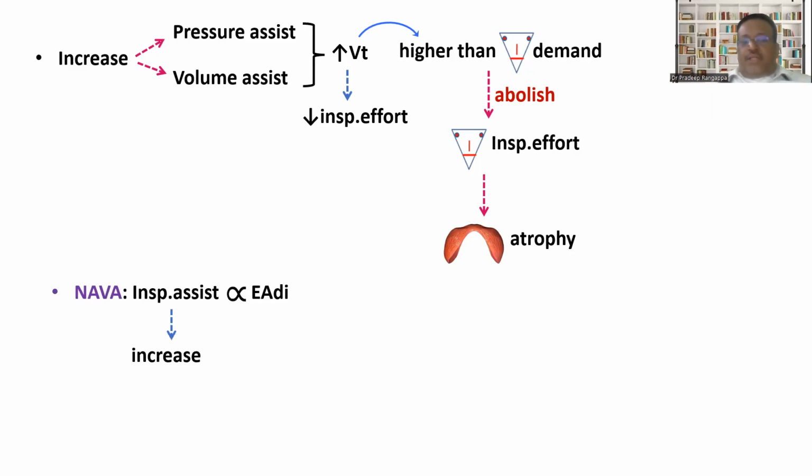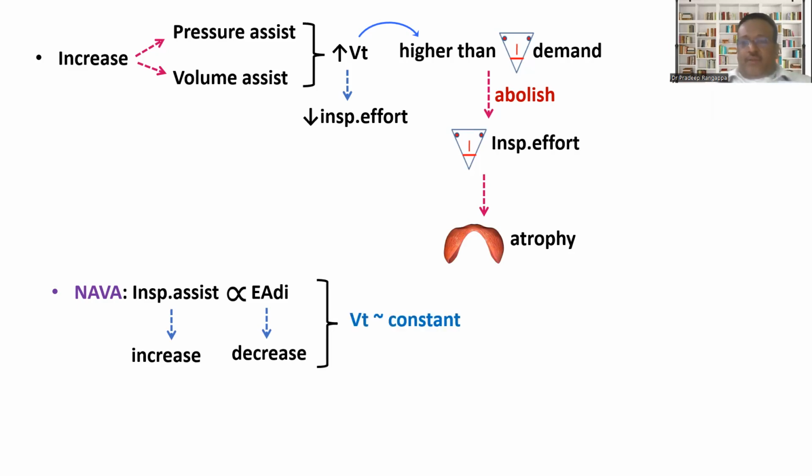And NAVA, neurally adjusted ventilatory assist, I'm sure many of you would have heard. Here, this is a ventilator situation where you have inspiratory assist which is directly proportional to the electrical activity of the diaphragm. If inspiratory assist increases, then your electrical activity of the diaphragm is decreased by neurally assisted ventilation. And tidal volume remains constant in NAVA.